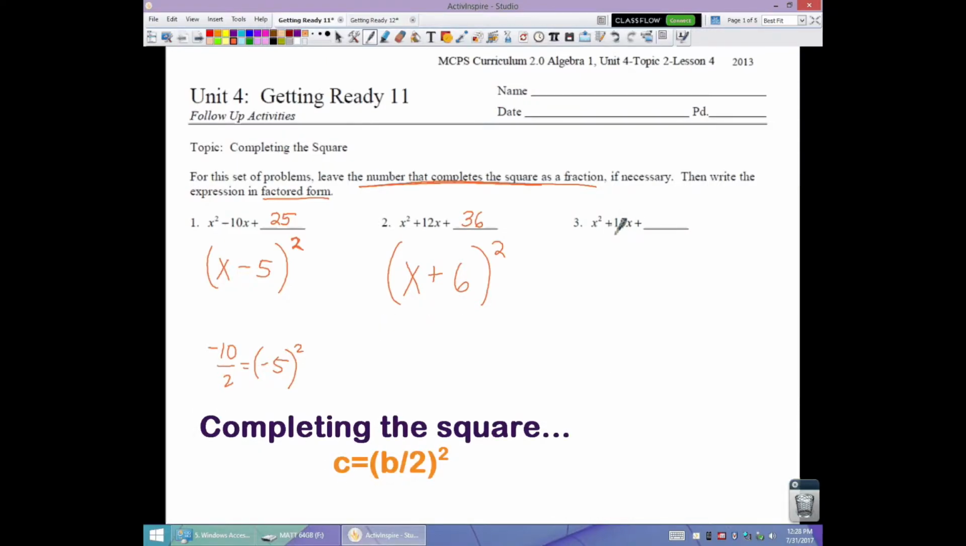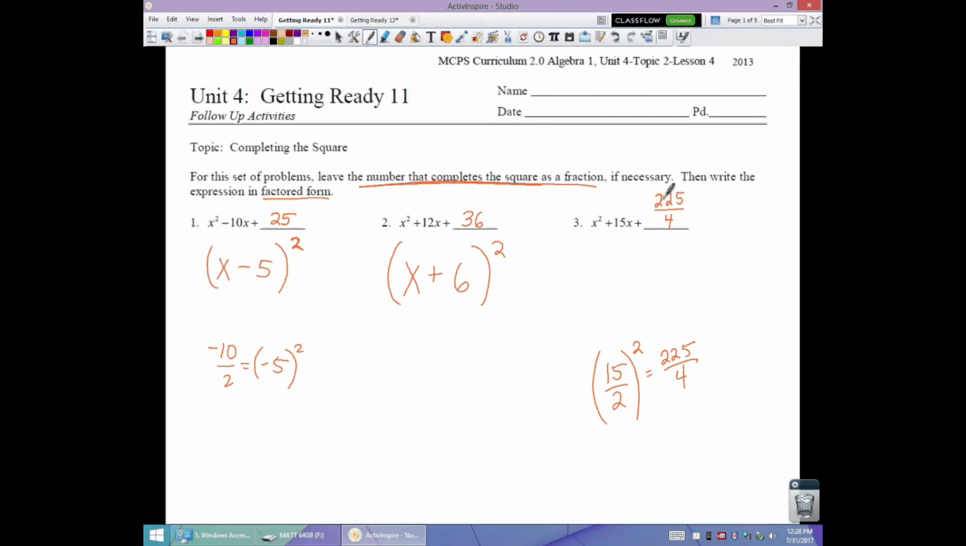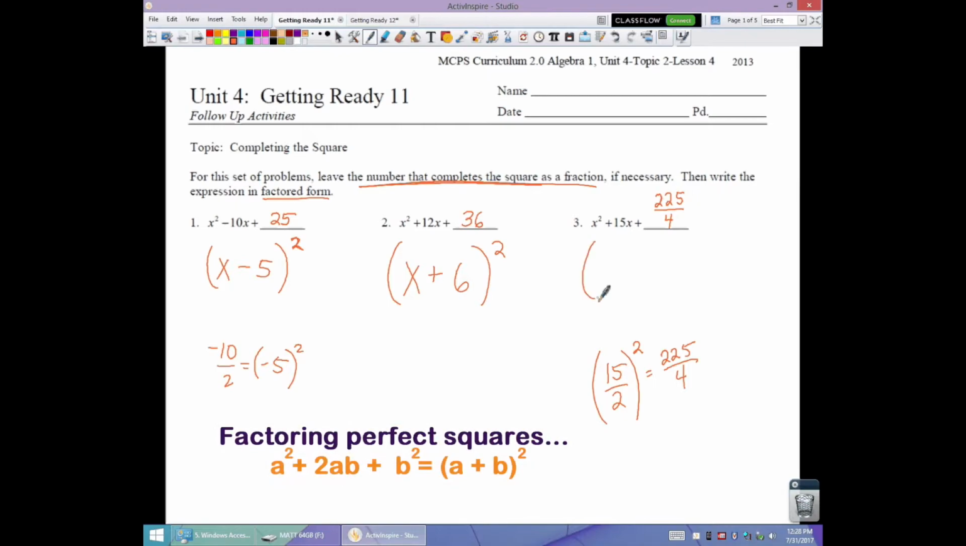All right, here's our first one that's a fraction. When we chop 15 in half, it's 7 1/2. So we're going to leave that 15 halves. And then we're going to square it. 15 squared is 225, and 2 squared is 4. So we're going to write this as 225 over 4. Now, factored form will also contain a fraction. X plus half of 15 was 15 halves.